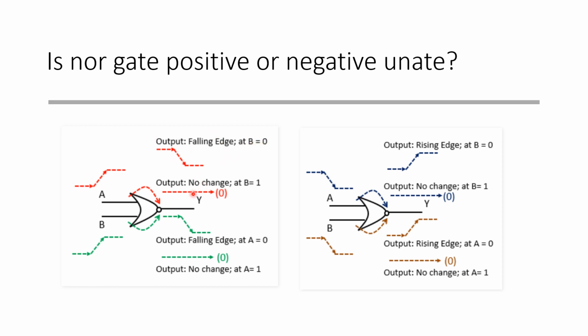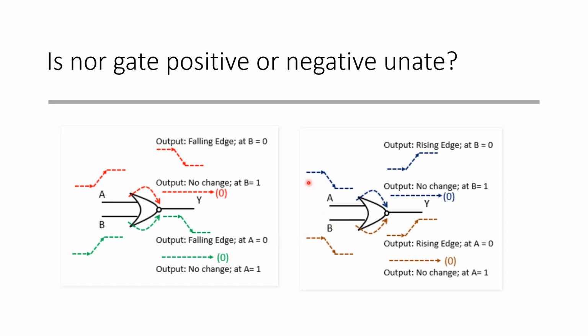Else if B is 1, the output remains unchanged. So it's a negative unit. It's the same logic for this arc. You have a rising edge, and if A is 0, you have a falling edge. If A is 1, there is no change. So this is a negative unit.